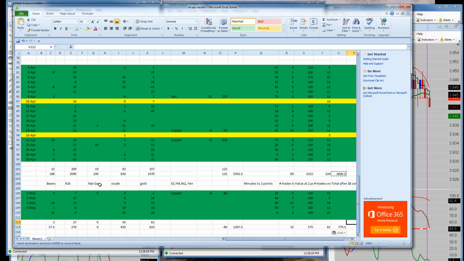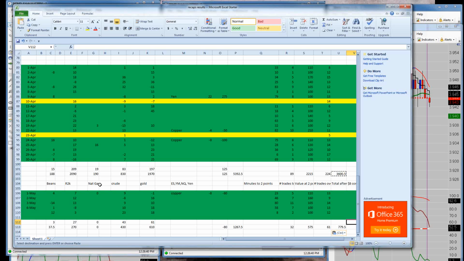Okay, so for the results today in our live trading room, we had 18 ticks profit in gold, 23 ticks profit in crude oil, 3 ticks profit in the Russell, and 12 ticks profit in soybeans. That's a total of $590 a contract. That was our live trading room this morning. And it took us 8 minutes and 2 trades to get our 2 points.